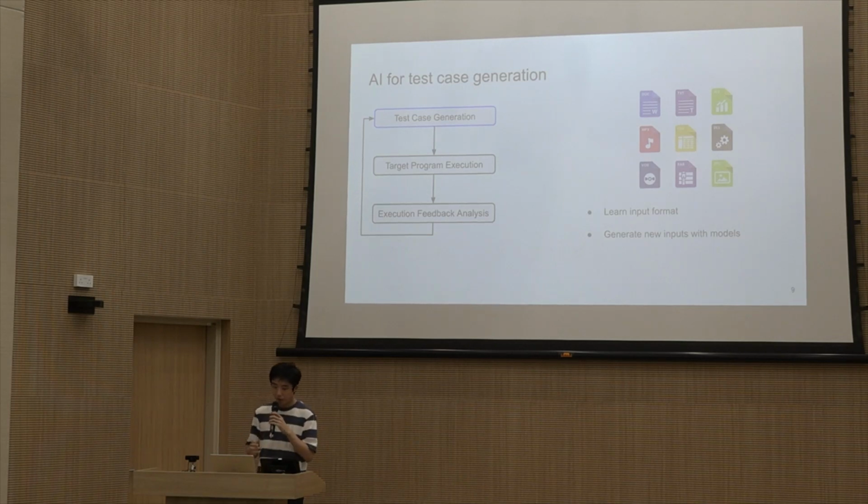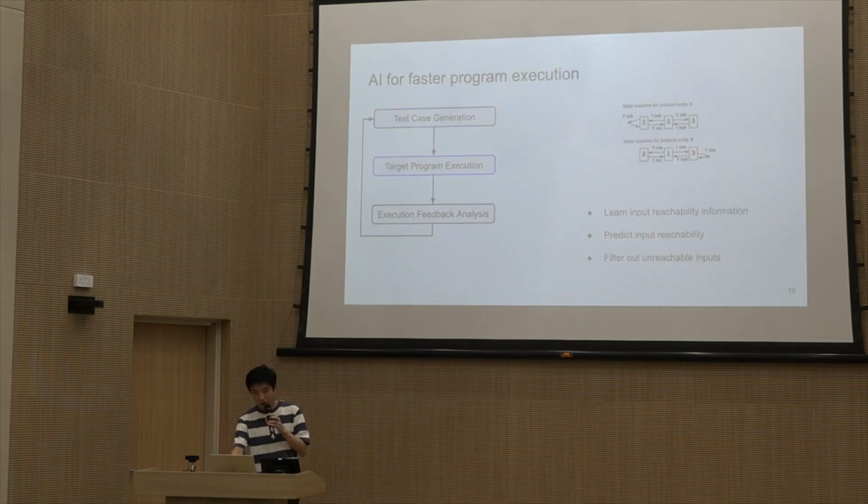So that's why we need to use some kind of models to learn the format of the input to make it valid. And the second one is AI for faster program execution. Because testing is a dynamic analysis technique, we need to execute the program every time we run a test. So the faster we can execute the program, the more test cases we can try in a given time.